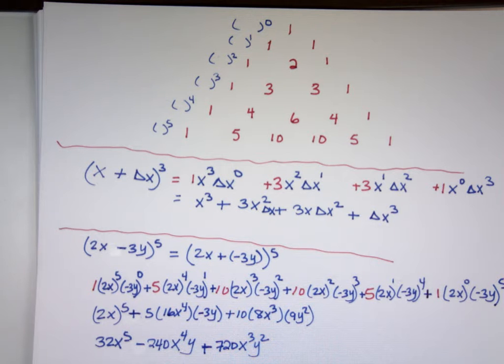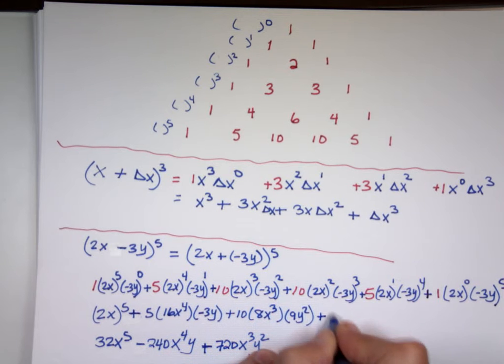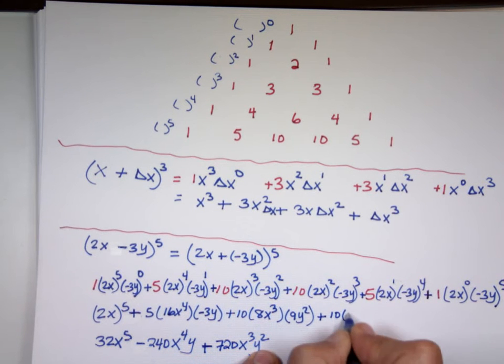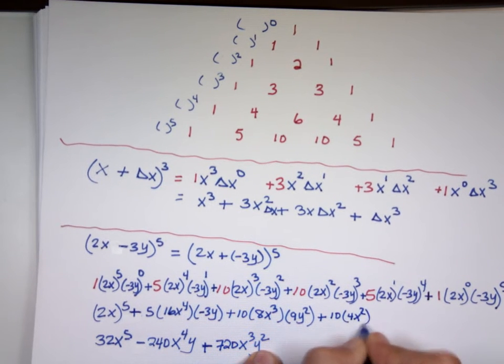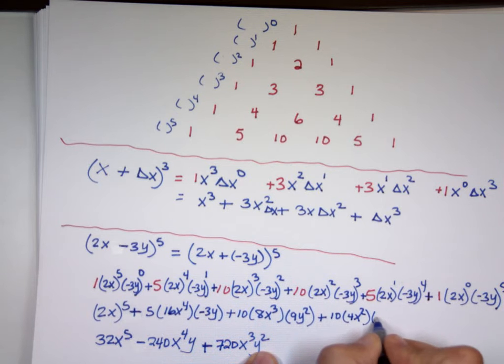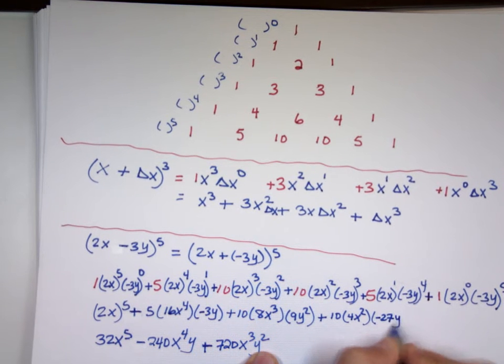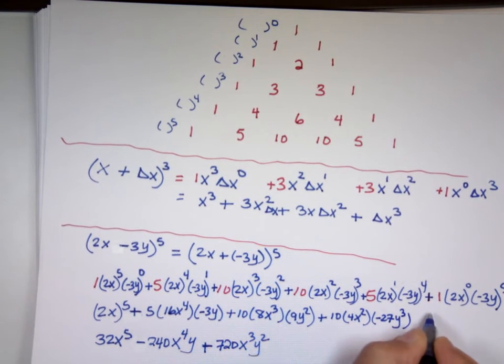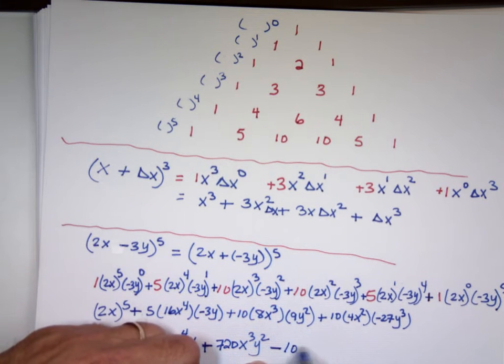The next one, the next 10, that's 4x squared, and that's a negative 27y to the 3rd, I think. This will be a minus. A 1080 x squared y to the 3rd.